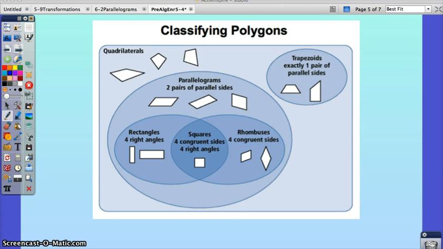The last part of this lesson then is classifying polygons. You have this nice Venn diagram on your notes, which will help you to understand classifying polygons. Think about a Venn diagram. A lot of times you use them in English or in social studies class. You might have two overlapping circles, and these would be all the items over here that are in this category.